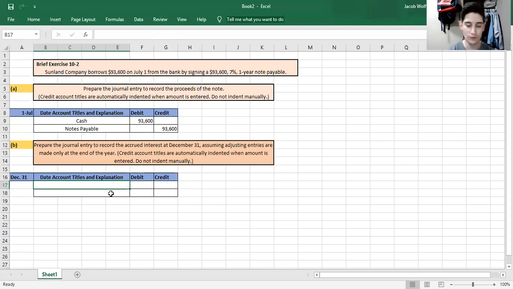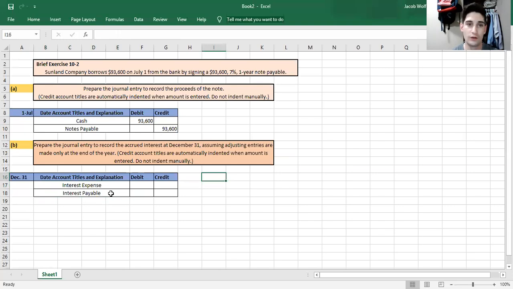So our accounts that we're going to be dealing with in this part B is an interest expense, just because when we are paying interest, that goes into our expense account. It's debited to an expense, and that's the interest expense. And the other account is the interest payable. All right, so these are the two accounts that we're dealing with here.